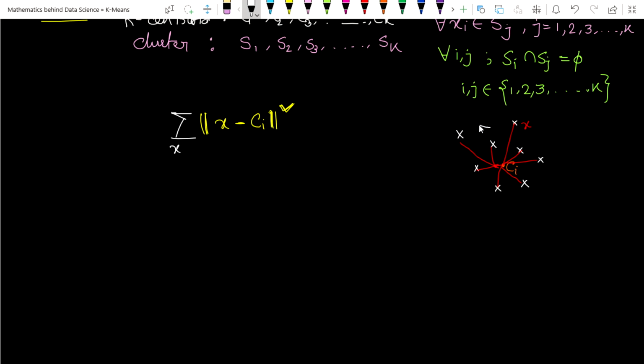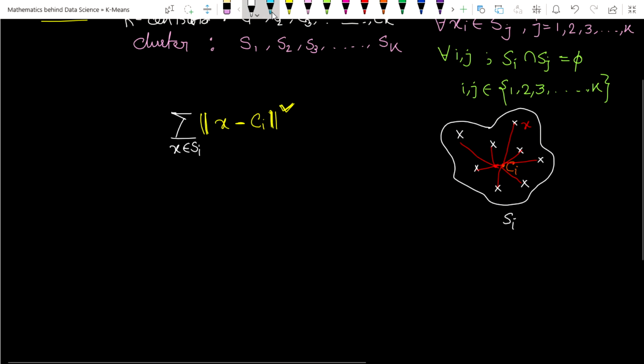If x lies on a single cluster, suppose let's take this as a cluster, cluster number Si, and the corresponding centroid for this cluster is ci. So the x that we have, we are interested in finding the distance from all the points of this cluster. So x belongs to Si. This is the sum of the distance from the centroid to the edge points of this cluster. This formula is talking about this.